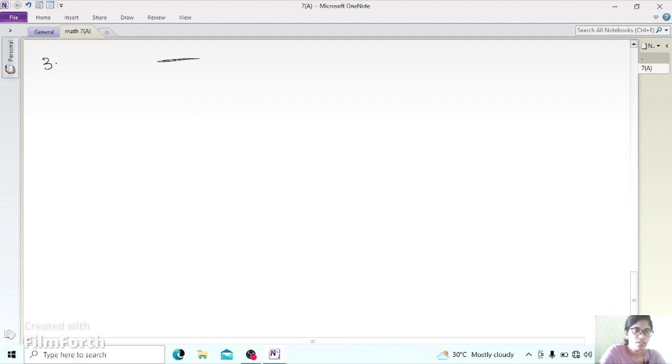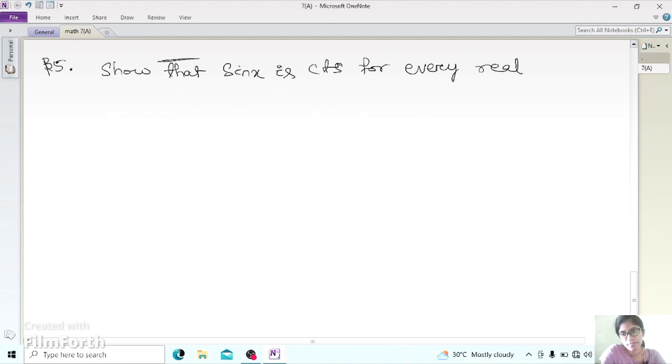Next, question number 5. Show that sin x is continuous for every real x. Okay? Solution. Given f(x) is equal to sin x.